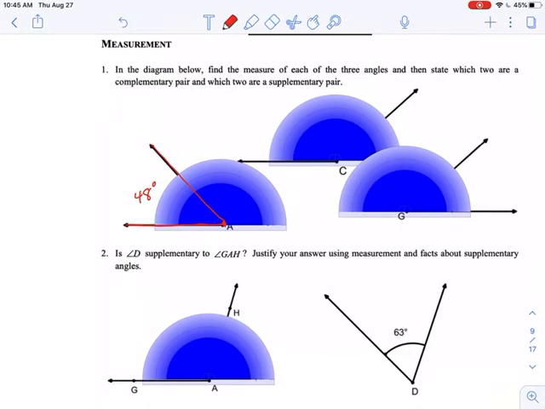Try and get 48, but if you got 47 or 49, that would be fine. You just want to be as exact as you can with lining the protractor up with the sides of the angles, the rays, and also that vertex of the angle.